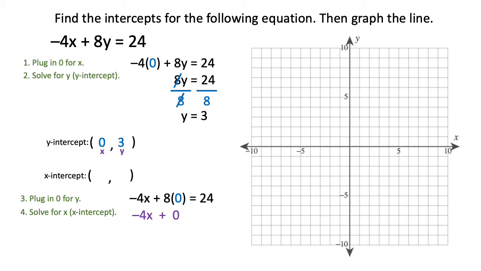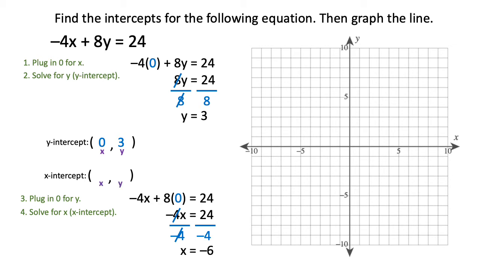eliminates that term. So this equation reduces to negative 4x is equal to 24. You can divide both sides by negative 4 and cancel the left side. And on the right side, you have 24 divided by negative 4, which is negative 6. So x is equal to negative 6.